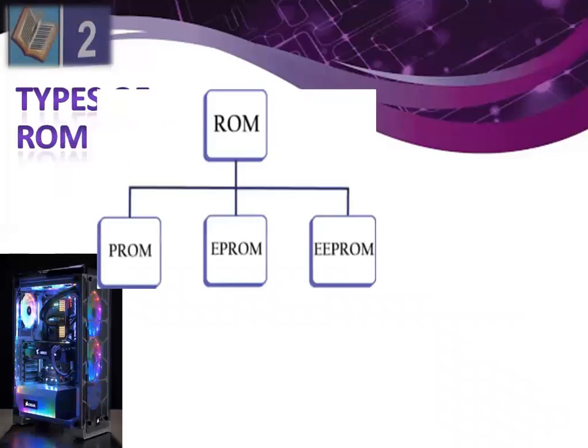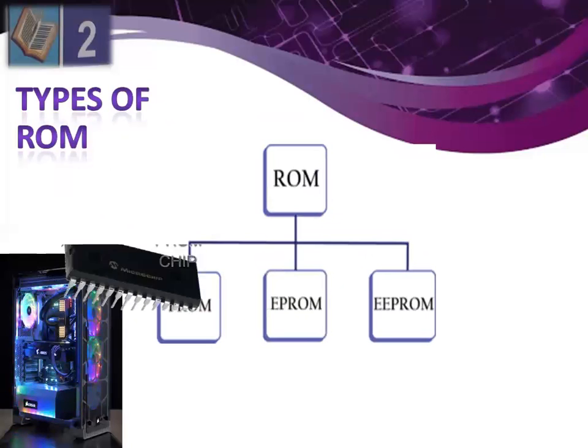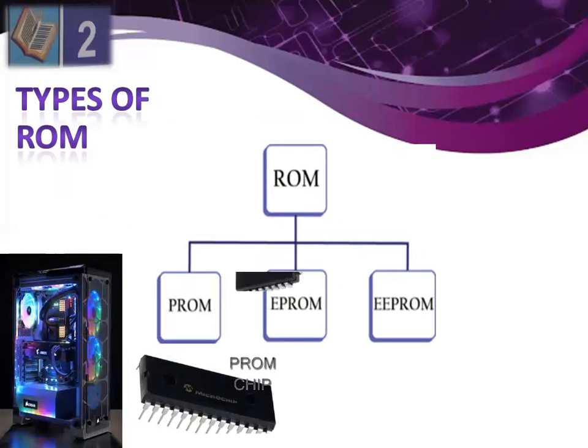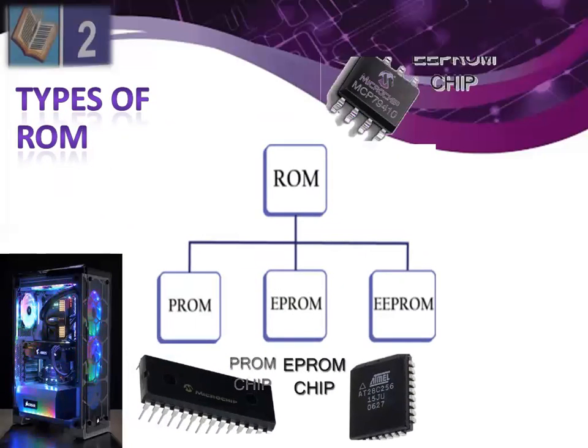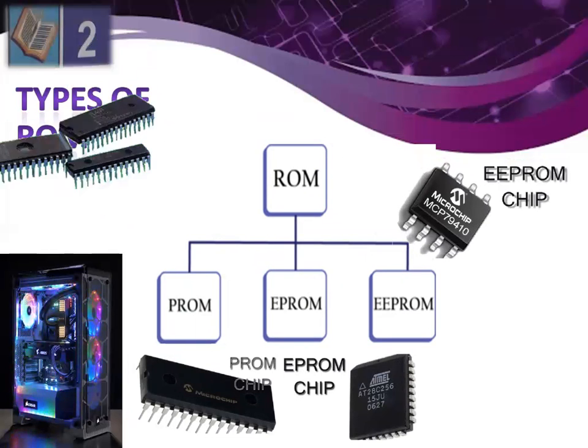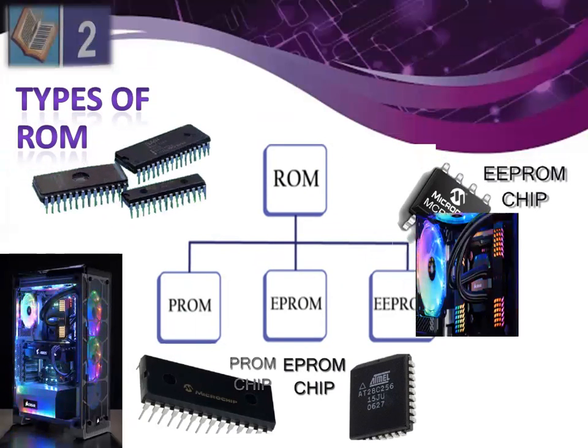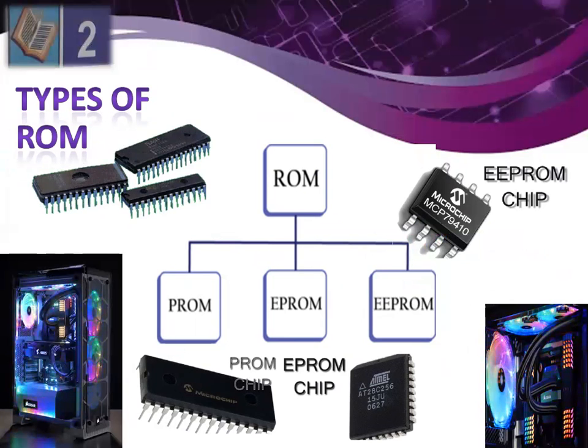Types of ROM. ROM, read-only memory, can be classified further into three types: PROM, programmable read-only memory; EPROM, erasable programmable read-only memory; and EEPROM, electrically erasable programmable read-only memory. So all these are the types of ROM.